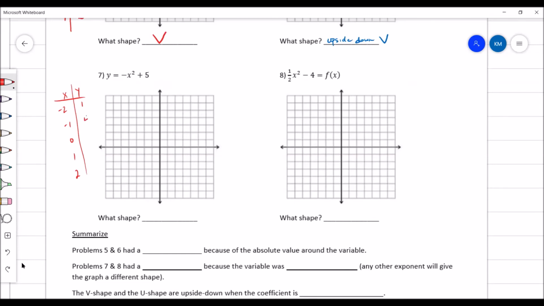All right, then 0, easy. 1 squared, negative 1, so 4. And then 2 squared is 4, negative that, it's going to get negative 4 plus 5 is 1. So our values here then, negative 2, 1, negative 1, 4, 0, 5, 1, 4, 2, 1. Okay, and so we have this graph. You'll notice it's not in a straight line like the last one was. Okay, it's a U-shaped curve.